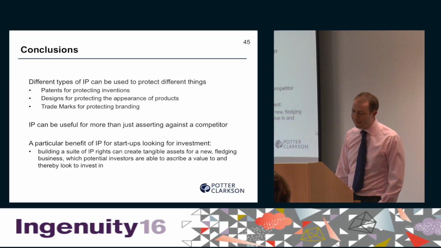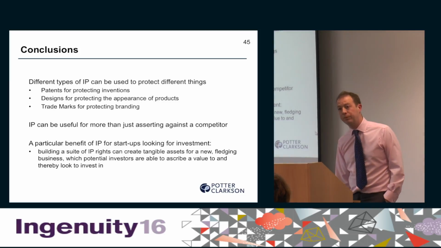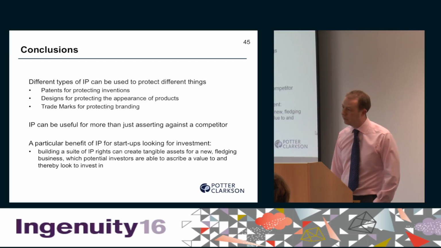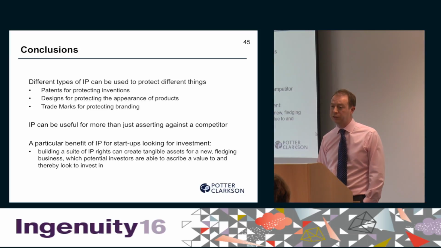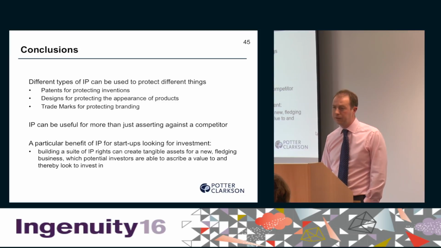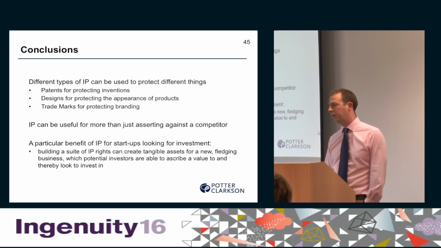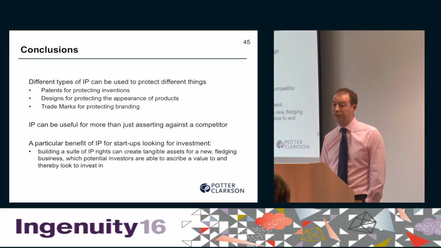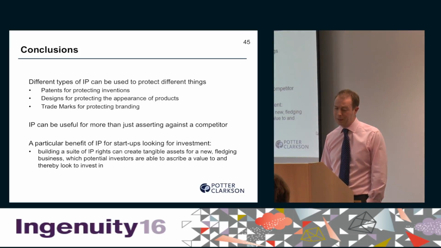So, conclusions. There are different types of IP to be used for protecting different things: patents for inventions, designs for the appearance of products, and trademarks for branding. IP can be useful for more than just asserting against a competitor. So the argument of "I'm never going to spend the money to go to court" shouldn't be the only thing that you consider when deciding whether or not to file a patent application.